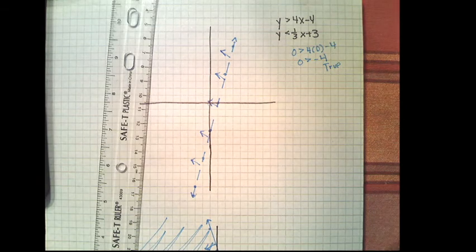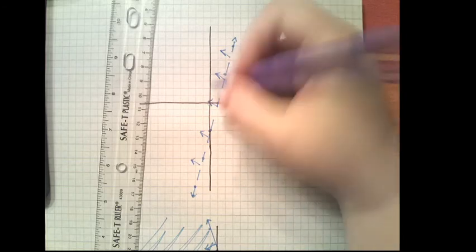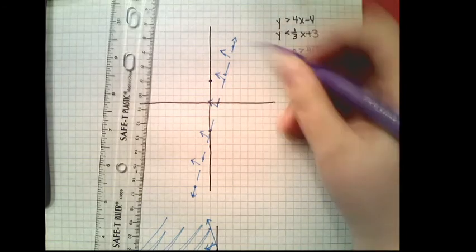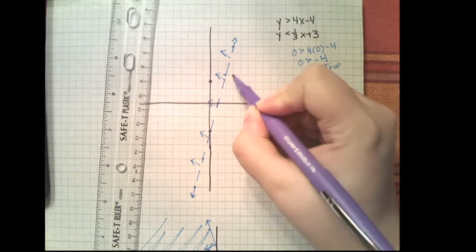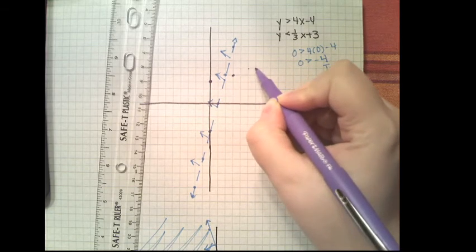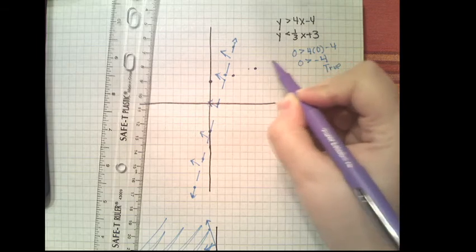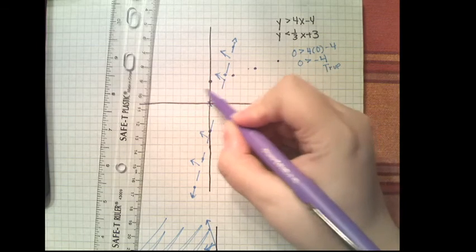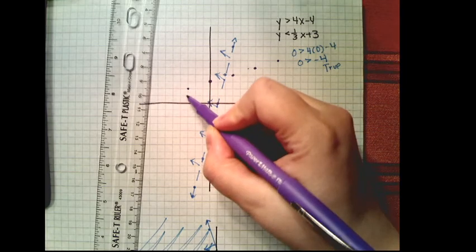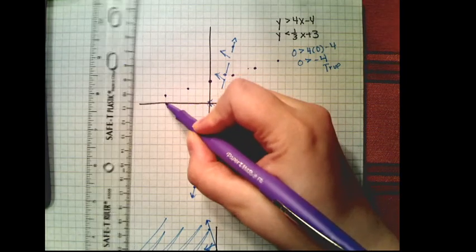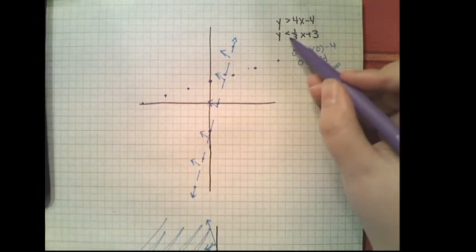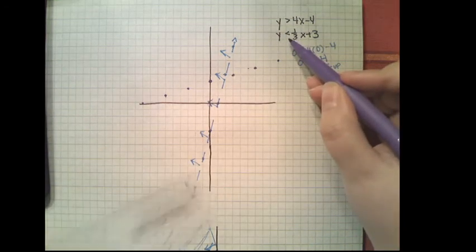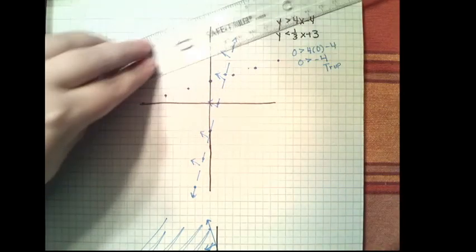Now I'm going to grab a different color just so you guys can see this a little bit better. Start at positive 3. And our slope is 1/3, so that means up 1 over 3. Up 1 over 3. And go the opposite way. And just like our first one, this is also a dashed line because there's no equal to sign there.